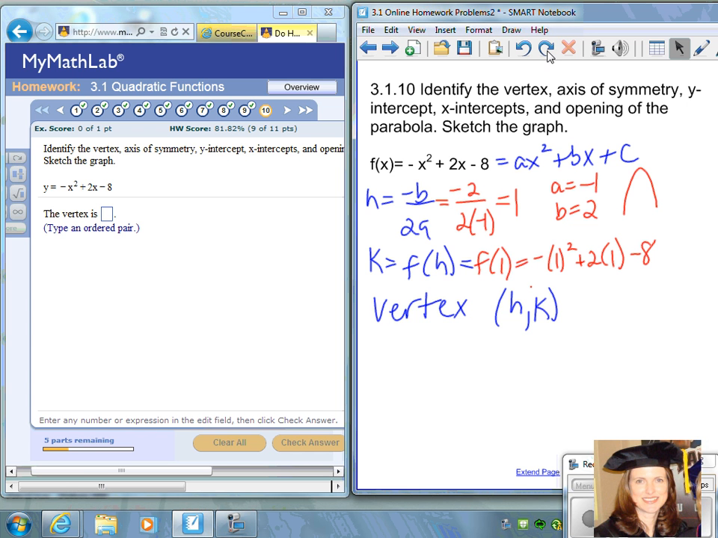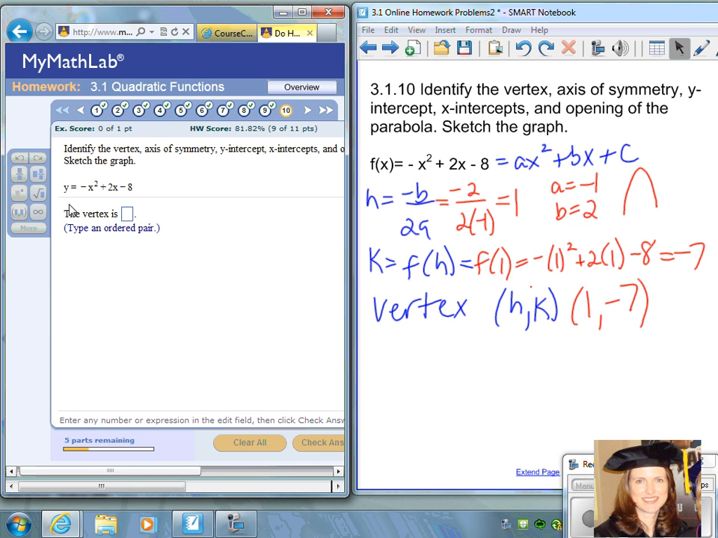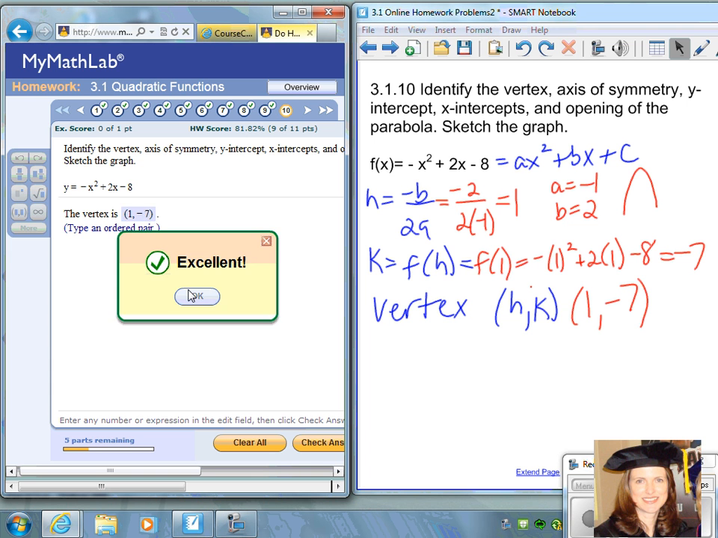Now we're going to plug that into the original function for x. We want to find f of 1, which is -1 squared plus 2 times 1 minus 8. So it's -1 plus 2, which is 1, minus 8 is -7. So our vertex is h, k, which is 1, comma, -7. Let's type that in. 1, -7 is the vertex.